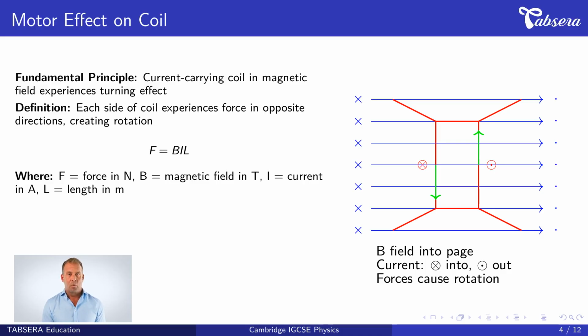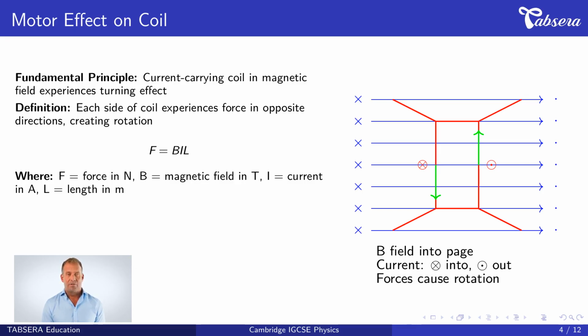Let's explore our first core concept. The fundamental principle states that a current-carrying coil placed in a magnetic field experiences a turning effect. This means the coil will rotate about its axis. The definition is, each side of the coil carries current in opposite directions, so experiences forces in opposite directions, creating rotational motion. Mathematically, we express the force on each side as F equals BIL, where F represents force measured in newtons, B represents magnetic field strength measured in Tesla, I represents current measured in amperes, and L represents the length of conductor measured in meters.